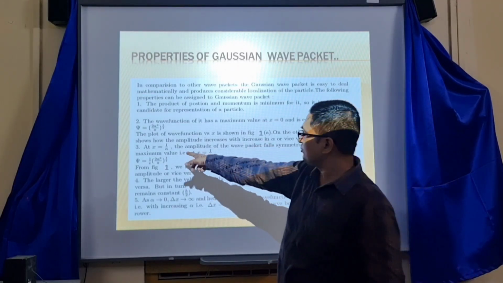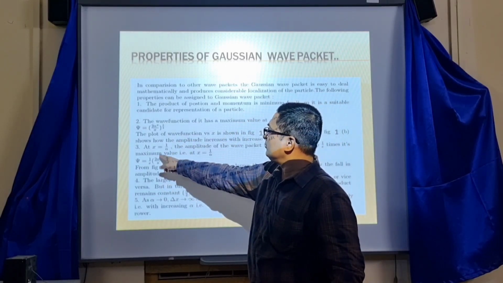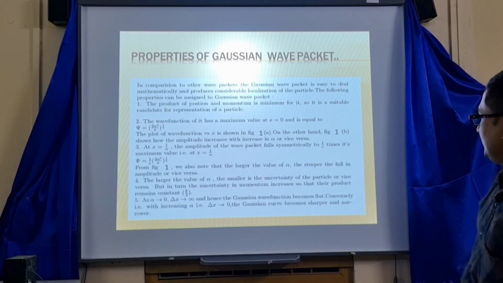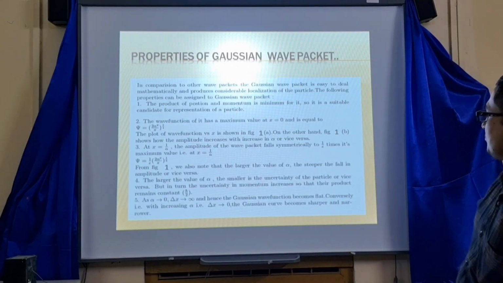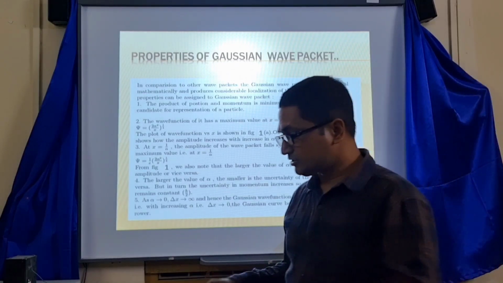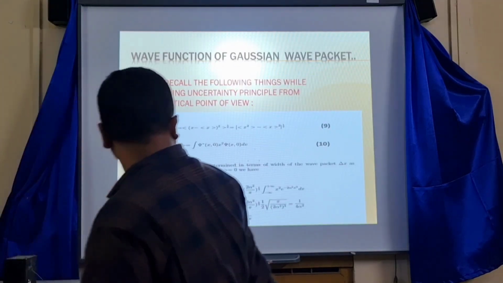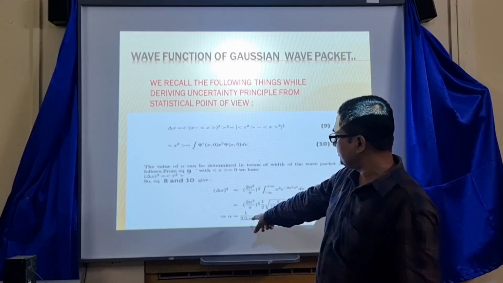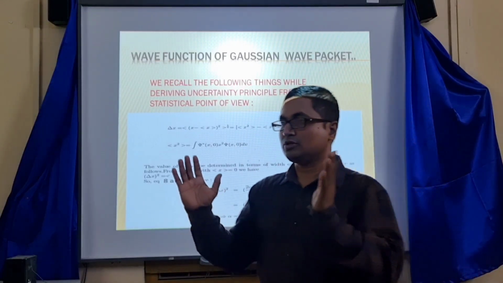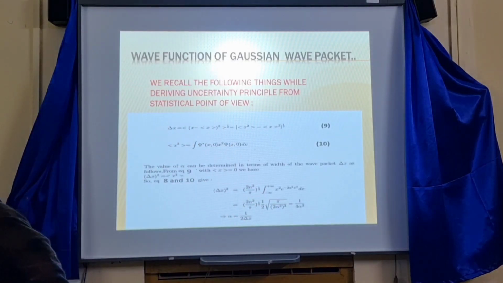At a particular point x equal to 1 by alpha, that wave function has a value of this, and this value is the maximum value of the wave function. And number 4 is that the larger the value of alpha, the smaller is the uncertainty of the particle and vice versa. That means that, as we see from the expression for alpha, if alpha is large, then definitely del x is small. Del x is small means the uncertainty in position is smaller. So more alpha, lesser is the uncertainty in position.